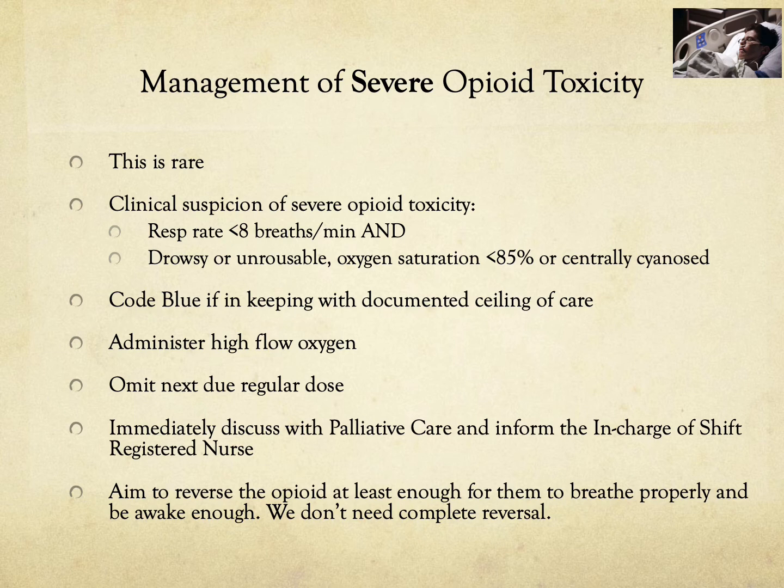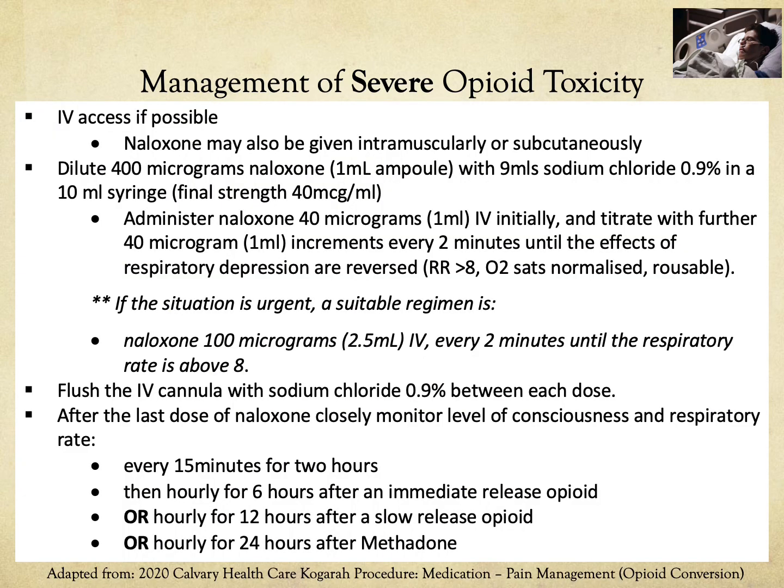In this situation, we should aim to reverse the opioid at least enough for them to breathe properly and be rousable. We don't need complete reversal. Likely management will involve an IV cannula, although naloxone can be given intramuscularly or subcutaneously if required. Dilute a 1 ml 400 microgram naloxone ampule with 9 ml of normal saline in a 10 ml syringe. Then administer 1 ml of the diluted solution IV, which is 40 micrograms naloxone, and monitor for response.